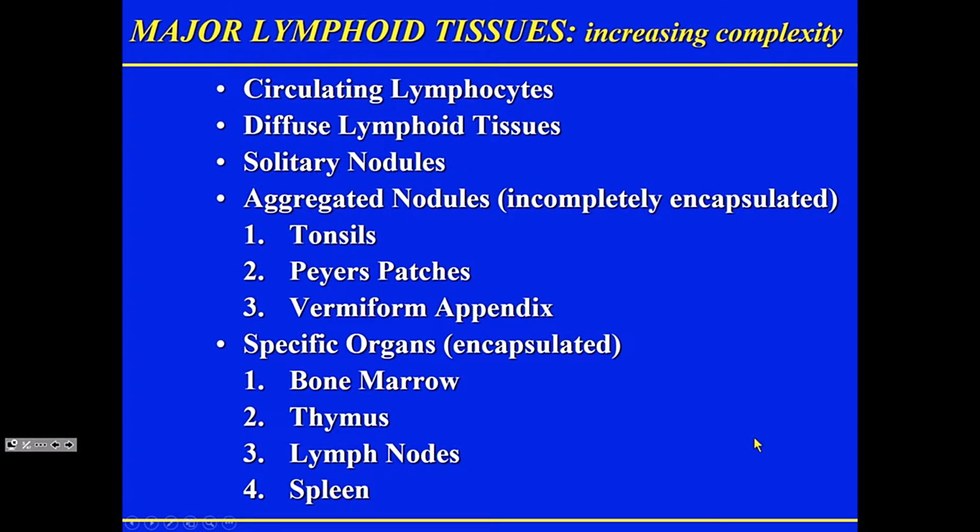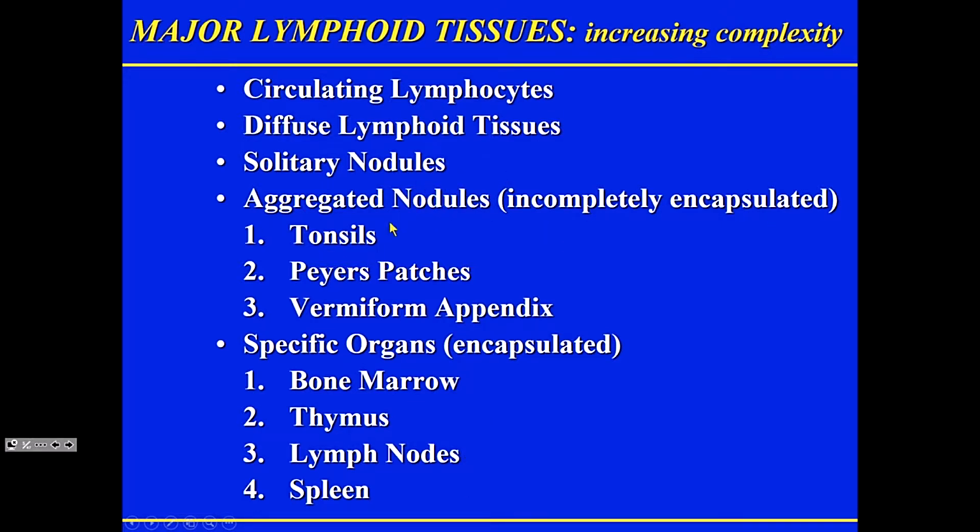So here is a slide showing you the different types of lymphoid tissues with increasing complexity. So we can start out with our single circulating lymphocytes. If it's in the blood, it's going to mostly be T cells. Sometimes we can have an aggregation of those lymphocytes in tissue, so it'll be diffuse, and sometimes they can form what we think is a nodule. Then we get aggregated nodules, which are not completely encapsulated. In other words, there's not a complete connective tissue capsule around them, so we call them aggregated nodules as opposed to nodes. Nodules are incompletely encapsulated.